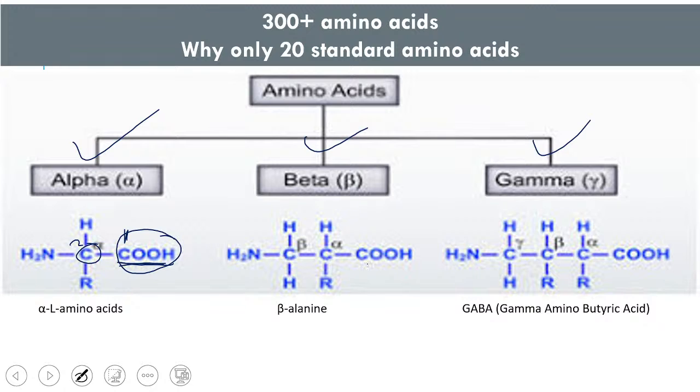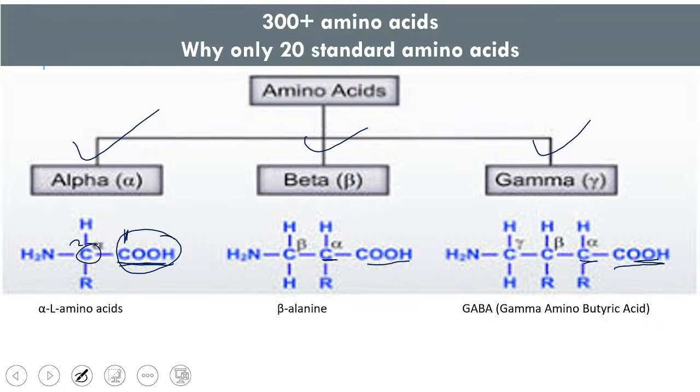Similarly, in this case, this is my COOH group, so this is my alpha carbon. In this case, this is my COOH group, so this will be my alpha carbon. The carbon which is directly associated with the COOH group is called the alpha carbon. And near to alpha you will have beta, near to beta you will have gamma, and so on: alpha, beta, gamma, delta.